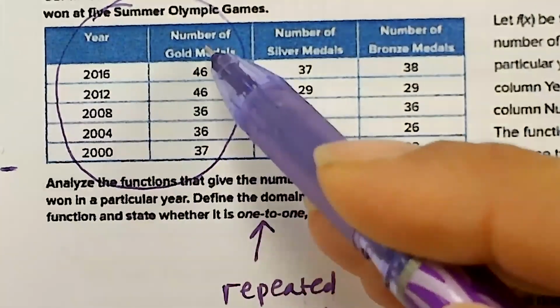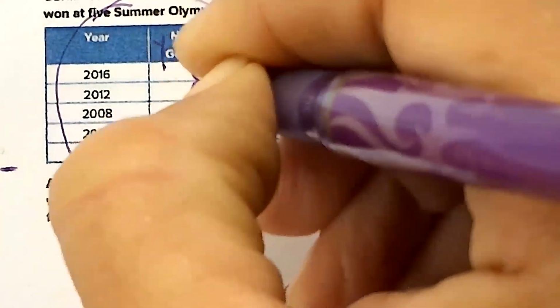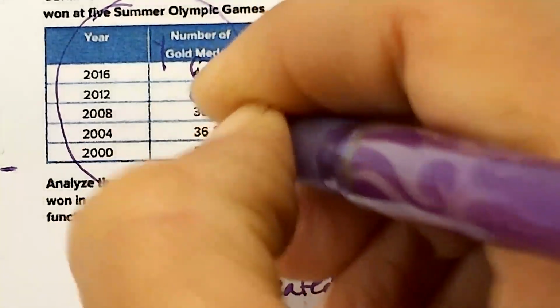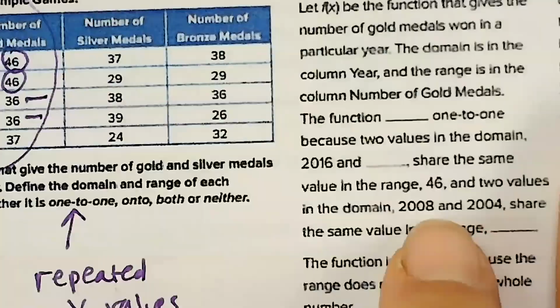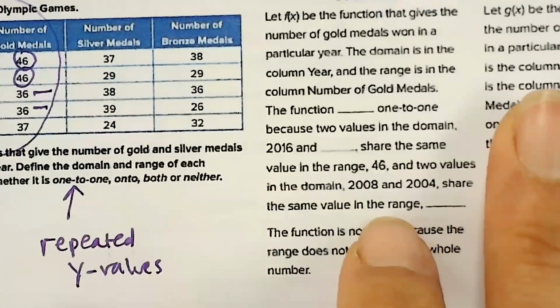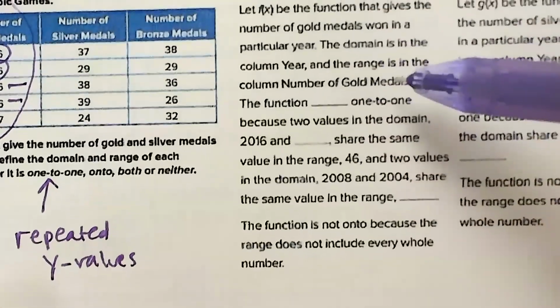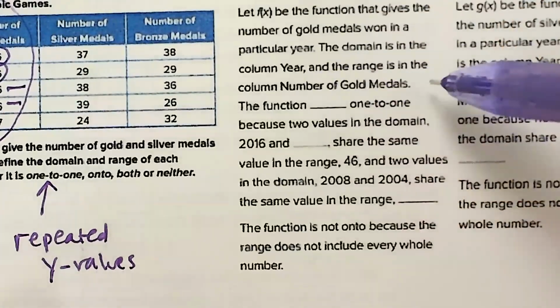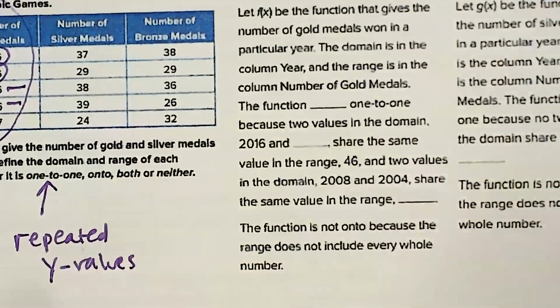So when I look at the gold medals, I'm going to let x be the years and y be the number of medals. Well, if this is my y values, 46 was repeated, and so was 36. That's what it explains over here with all these words. It says, let f of x be the function that gives the number of gold medals won in a particular year. The domain is in the column year, and the range is in the column number of gold medals. The function is or is not.